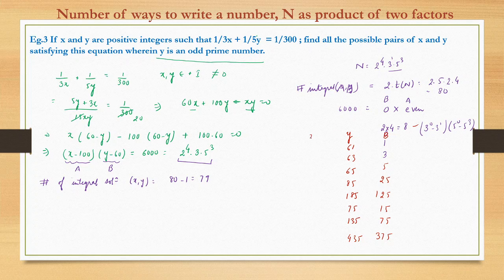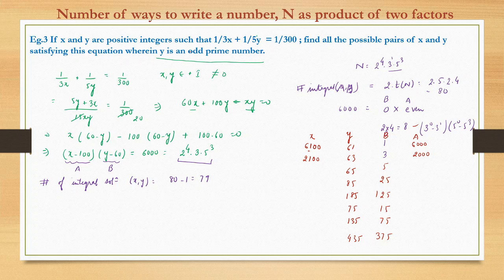And X would be 100 plus A. So A we can write as what? A will be 1 into the number itself, number was 6000. 3 into 2 raised to power 4 into 125 into 16. So this becomes 2000. So X would be what? Here X would be 6100 and here X would be 2100, right?